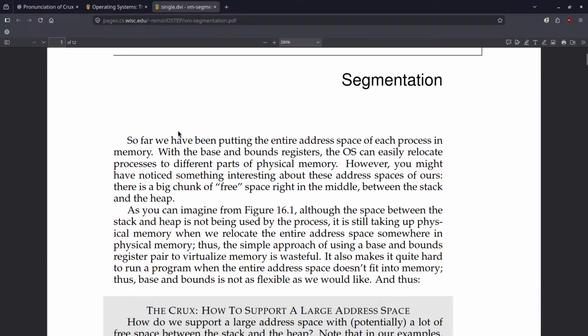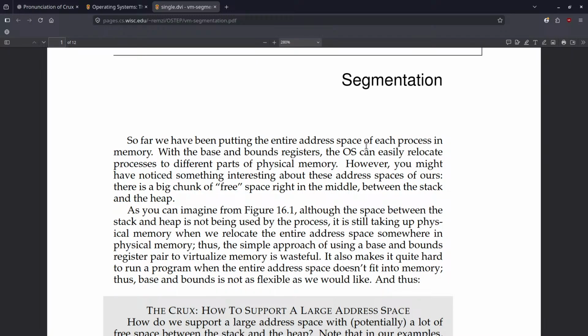Segmentation. What is segmentation? Okay, so far we have been putting the entire address space of each process in memory. With the base and bounds registers, the operating system can easily relocate processes to different parts of physical memory. However, you might have noticed something interesting about these address spaces of ours. There is a big chunk of free space right in the middle between the stack and the heap.